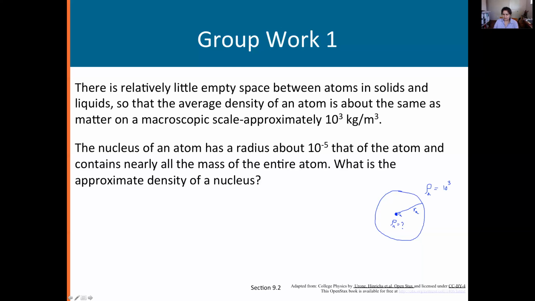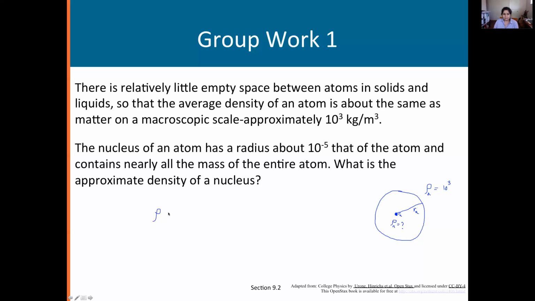And we know that density is mass per unit volume. So the mass is no different for the nucleus than for the atom. Both have the same mass since it's all inside the nucleus. The electrons are very, very light, very low mass particles, so we'll ignore their mass.